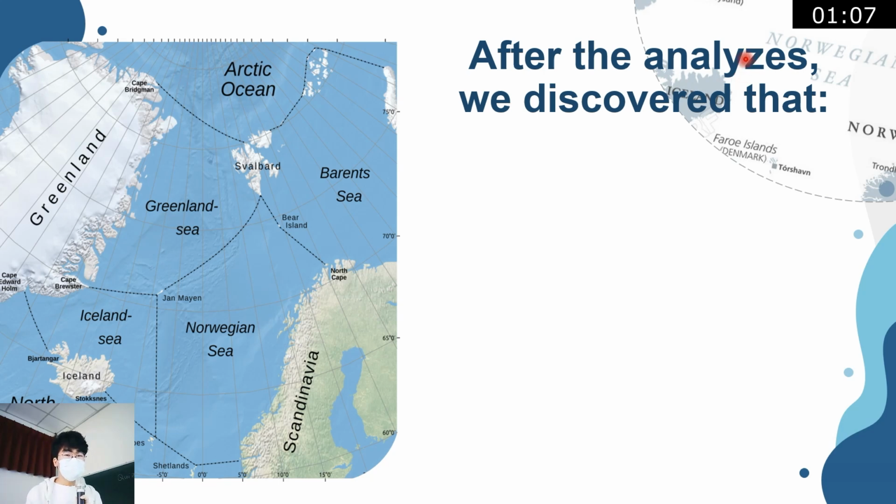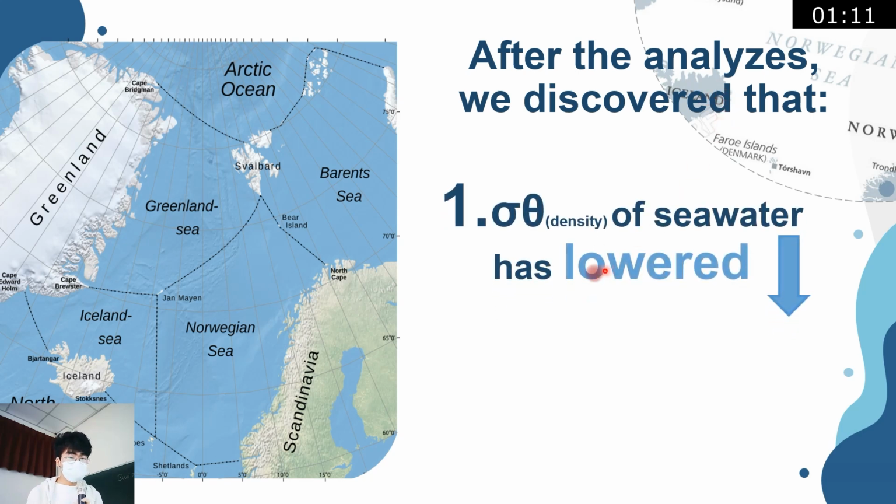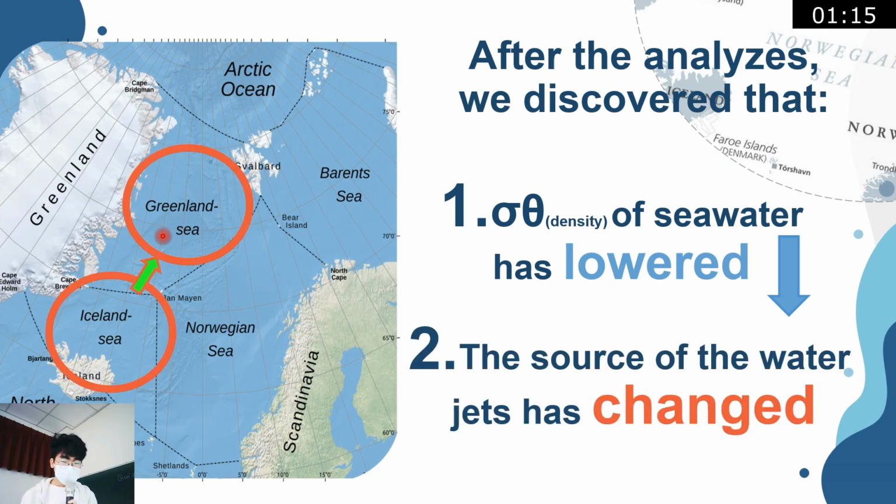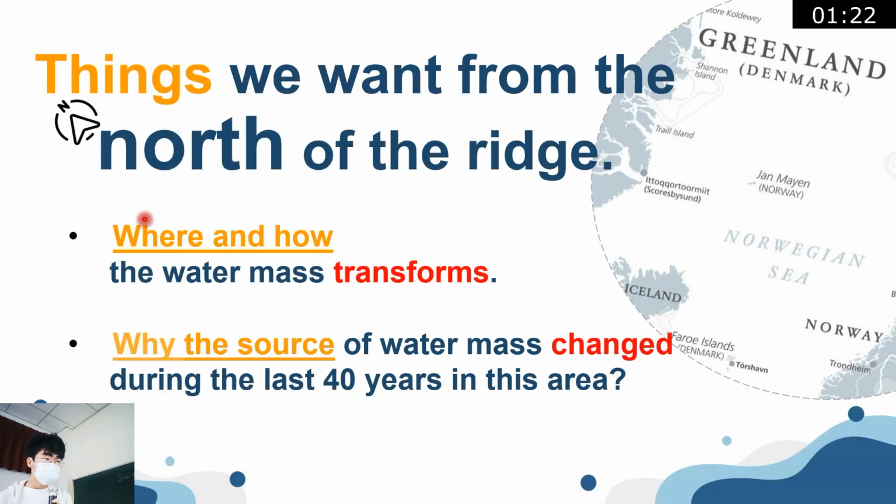After the analysis, we discovered that the potential density of the seawater has lowered, and the source of the water jets has changed from the Iceland Sea to the Greenland Sea. So this is what we want to know from the north of the ridge. One is where and how the water mass transforms, and two is why the source of the water mass changed during the last 40 years in this area.